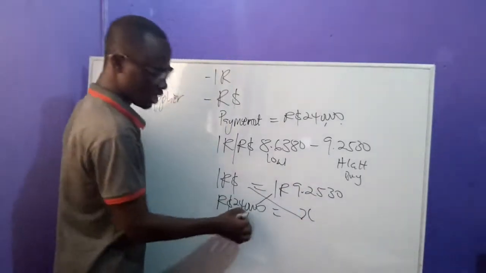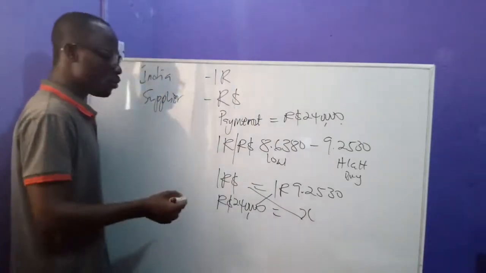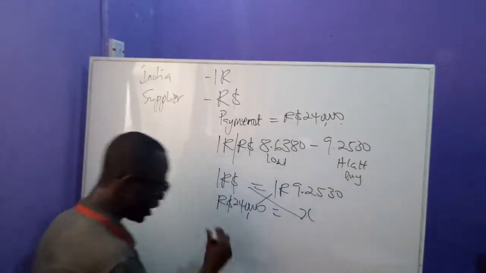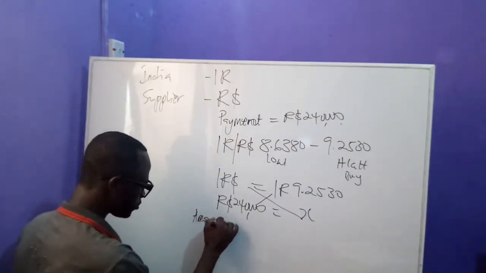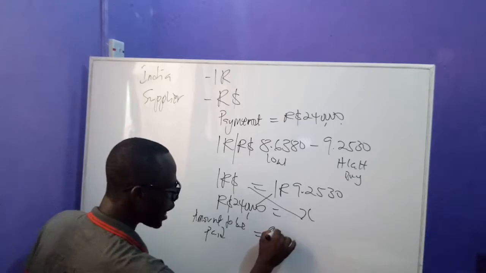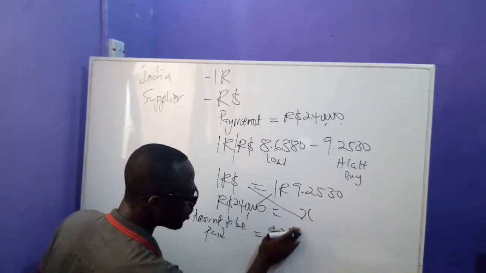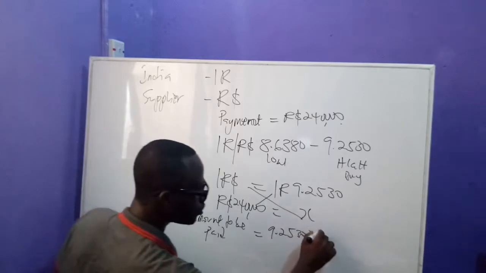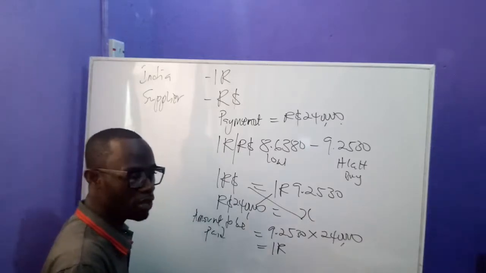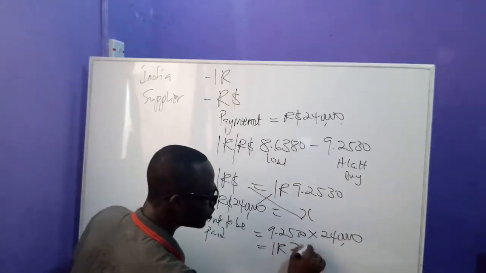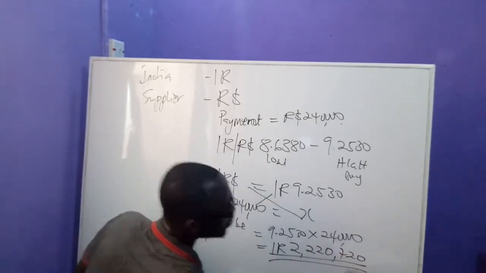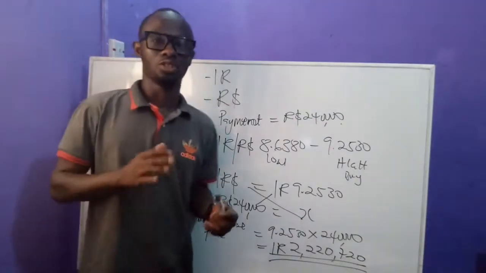So cross multiplication, this time around we multiply. So when we multiply, what do we say? Now, okay, let me just put it down there. So amount to be paid will be equal to 9.2530 times 240,000. And when we do that, we will get our answer in Indian rupee, and we are going to be paying 2,220,720 Indian rupee. So that is the answer to the question.